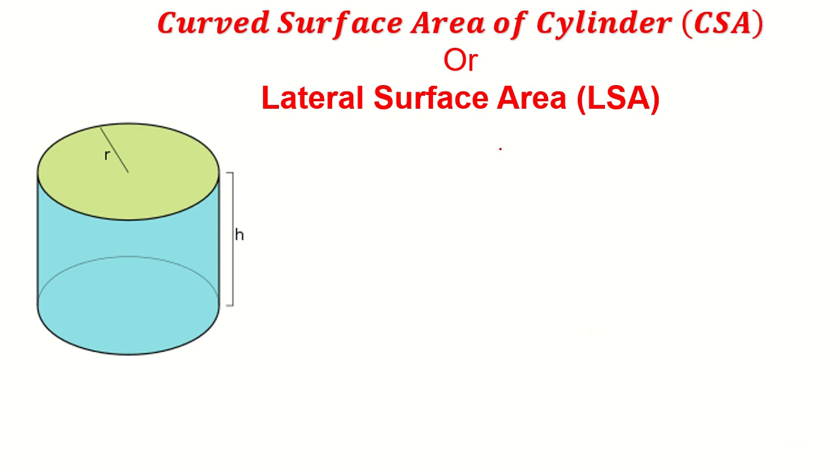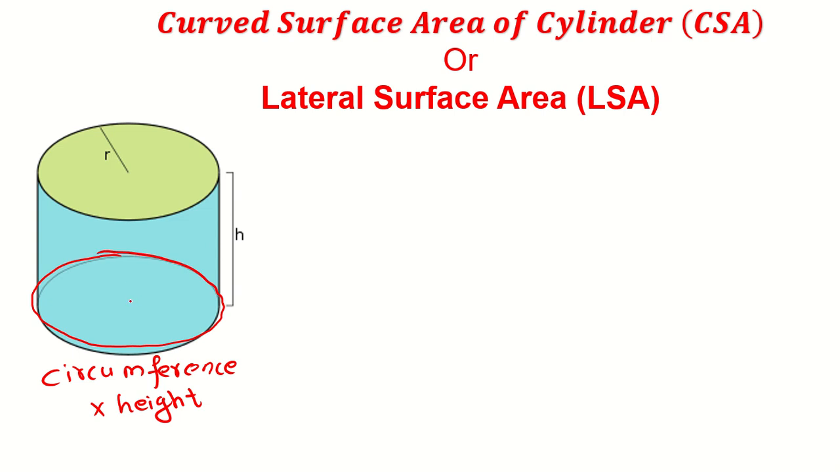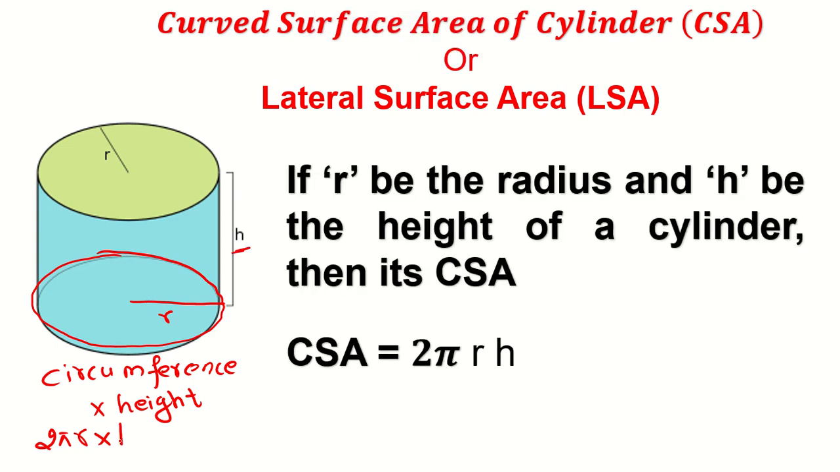First of all, curved surface area or lateral surface area. As I have told you just now, curved surface area means circumference of the base, or you can say the perimeter, multiplied by height. What is the base? The base is in the shape of a circle, and if you take its radius as r, its circumference will be 2 pi r. Times height. The height of the cylinder is given here as h. So the formula will be 2 pi r times h.